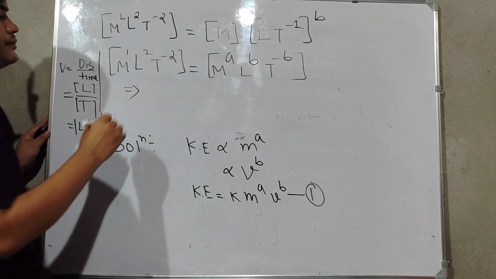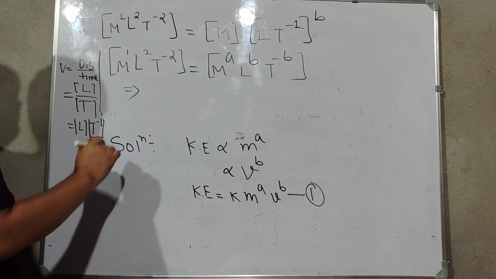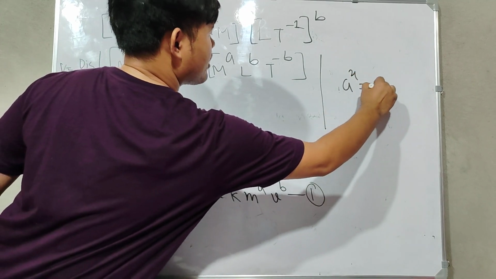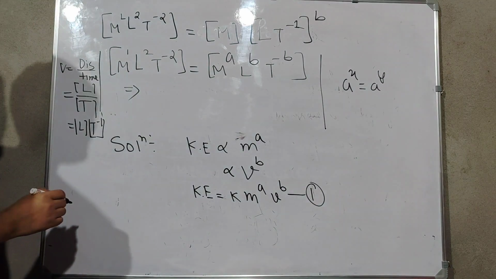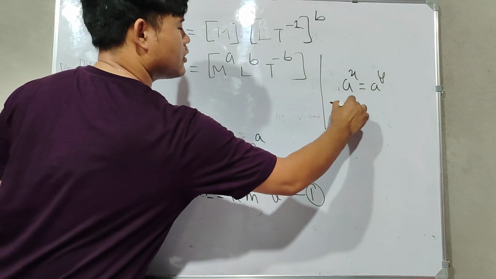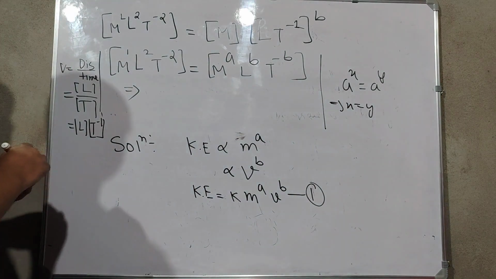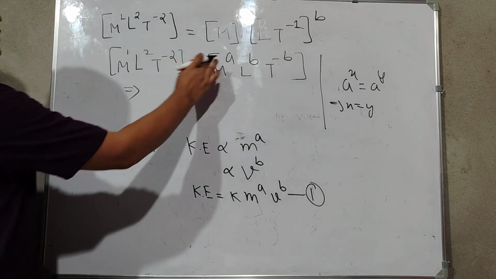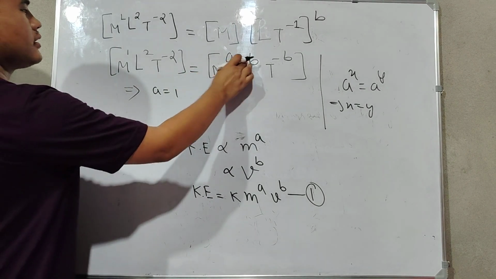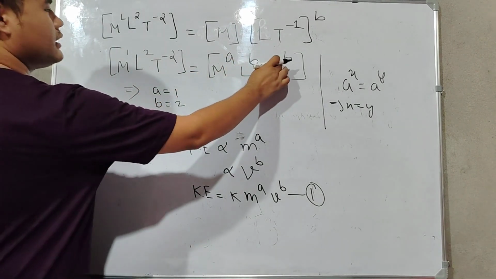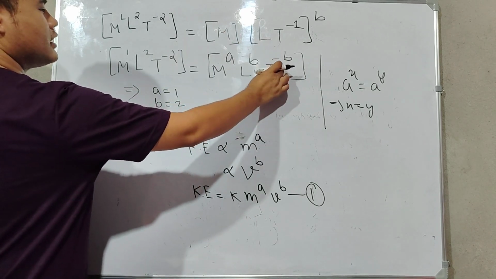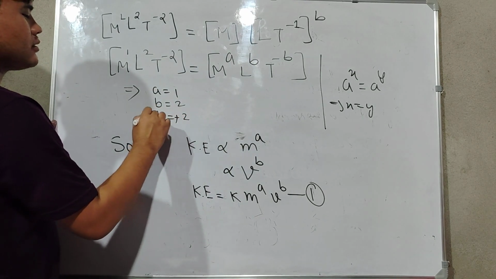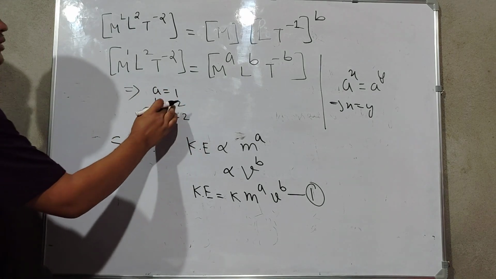So what you have to do now? Equate it, right? This one we have done in maths. Yes or no? If a^x equals a^y, then x equals y. Yes, you can write. So a equal to 1, then b equal to how much? 2, and this T, equate it. T^-b equal to T^-2. Minus b equal to minus 2. So we get the value of a is equal to 1, b is equal to 2.